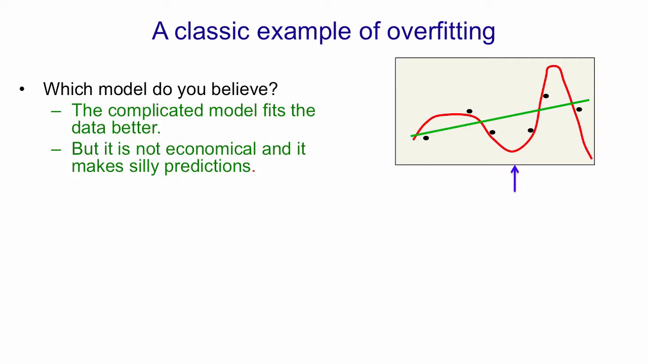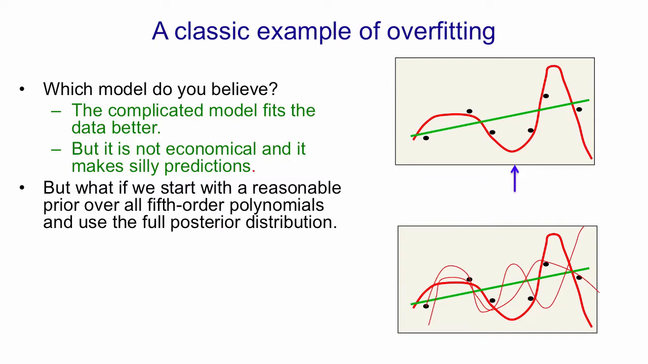So if you look at the blue arrow, if that's the input value and you're trying to predict the output value, the red curve will predict a value that's lower than any of the observed data points, which seems crazy, whereas the green line will predict a sensible value. But everything changes if instead of fitting one 5th order polynomial, we start with a reasonable prior over 5th order polynomials, for example that their coefficients shouldn't be too big, and then we compute the full posterior distribution over 5th order polynomials. I've shown you some samples from this distribution in the picture, where a thicker line means higher probability in the posterior.